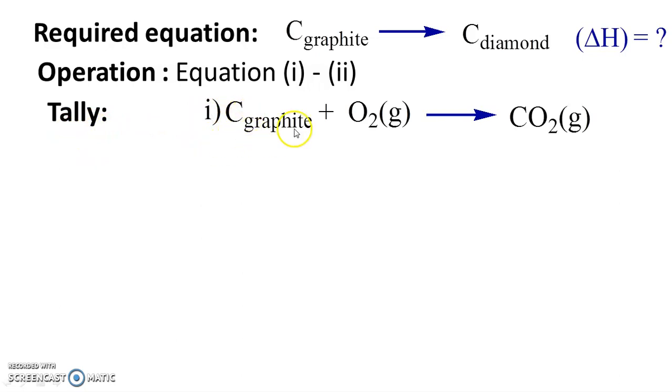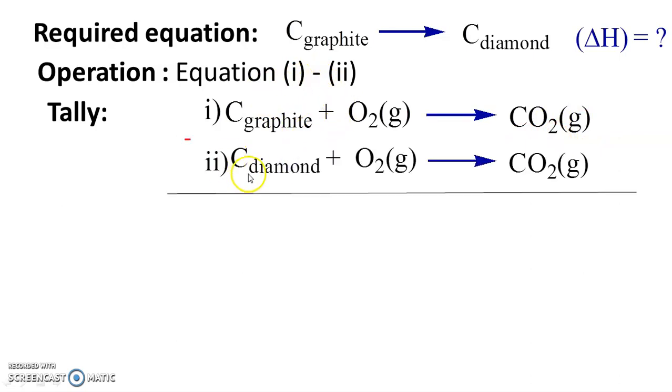So equation 1 is carbon graphite combines with oxygen gas. There is a formation of carbon dioxide gas. This is equation number 1. Now equation 2 is carbon diamond combines with oxygen gas and there is a formation of CO2 gas, and we are subtracting equation 2 from 1, so this is minus sign. When any equation is subtracted, that time you change the signs of reactants and products. So minus carbon diamond minus O2 minus CO2, just to change the signs.